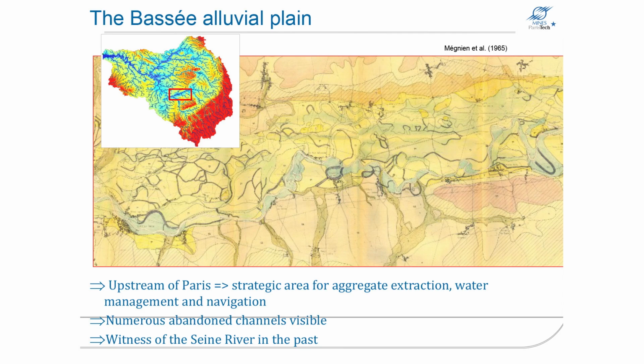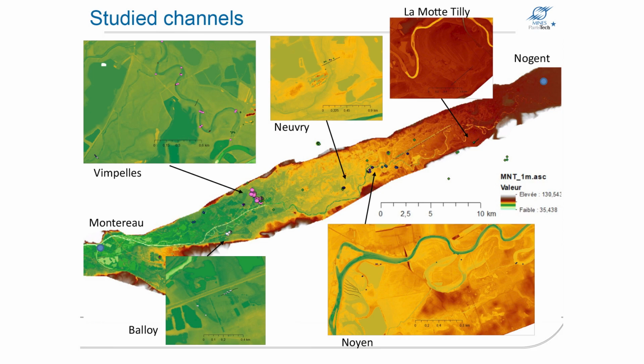Today, because of aggregate quarrying, it's difficult to find them as easily. So, well, it's a problem in the area, but we still have some nice abandoned channels which are still preserved. So here's a DEM of the area. You have the town of Montereau here, the town of Nogent.